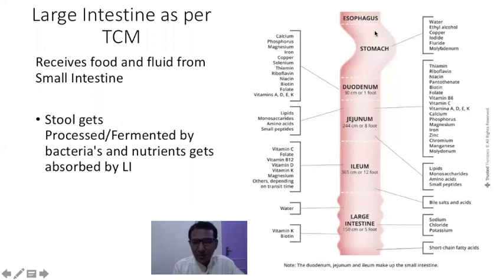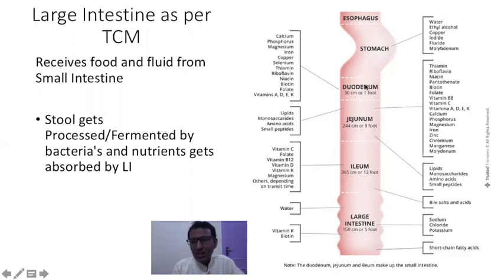Okay, so this is the esophagus. Above this, you can consider there is the mouth. The food comes through the esophagus, and in the first part, the stomach, water, ethyl alcohol, copper, iodine, all these things get absorbed. Next comes the small intestine.